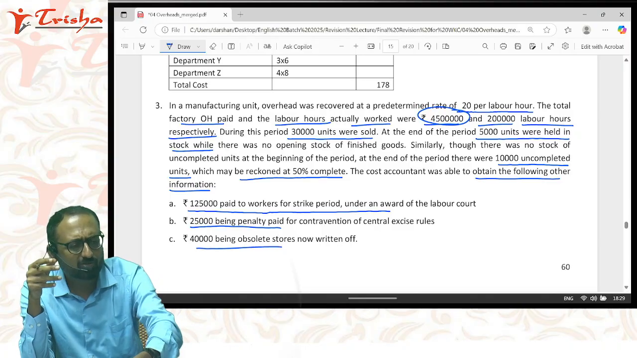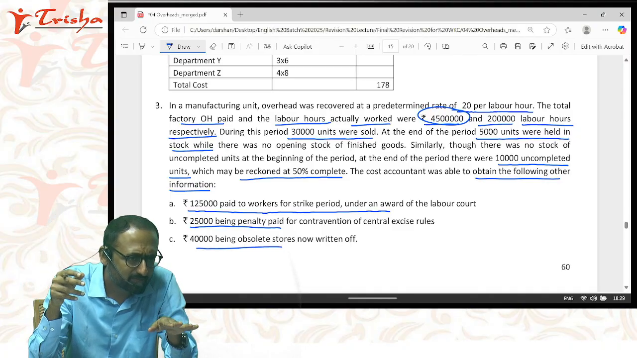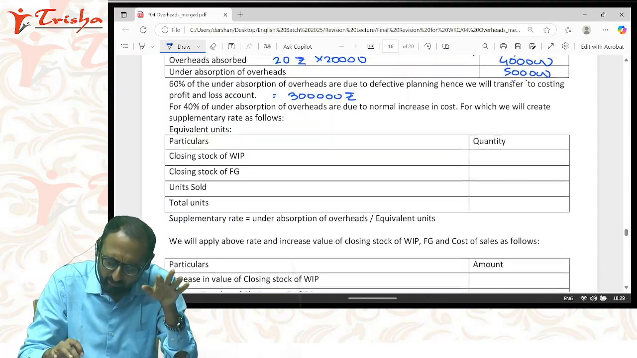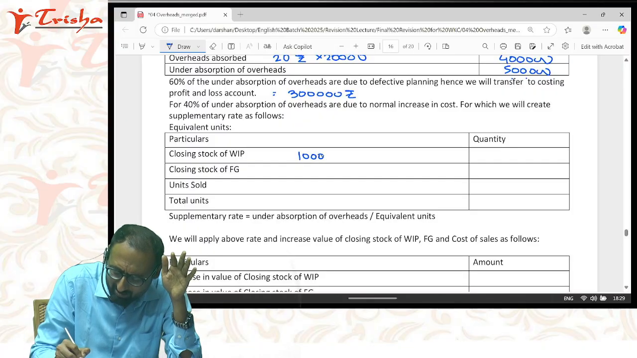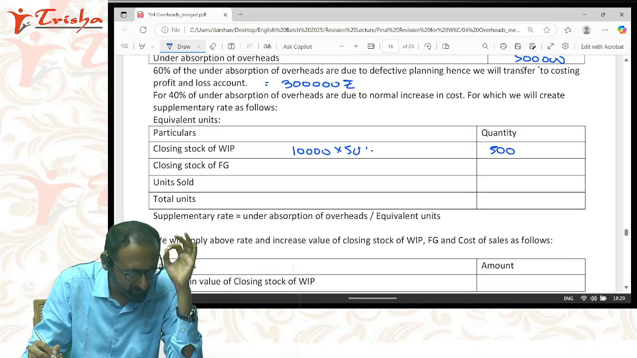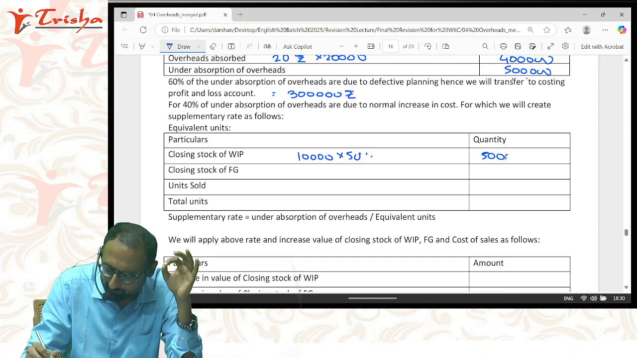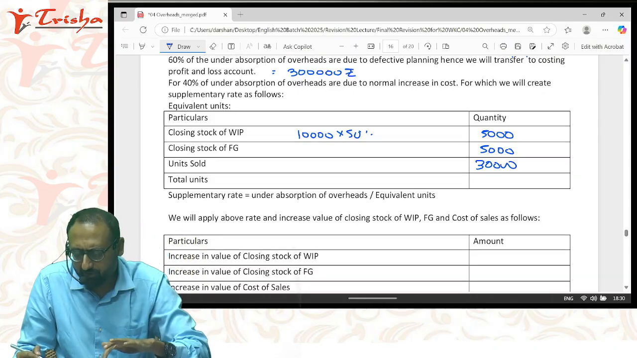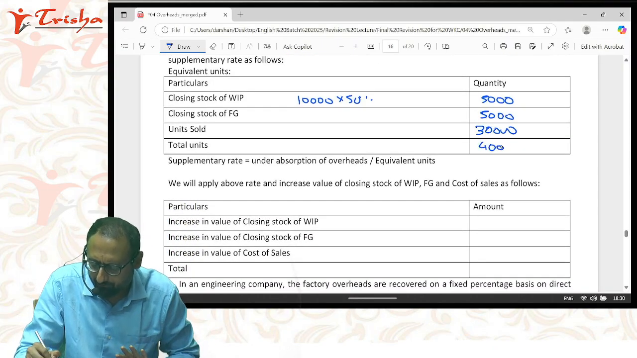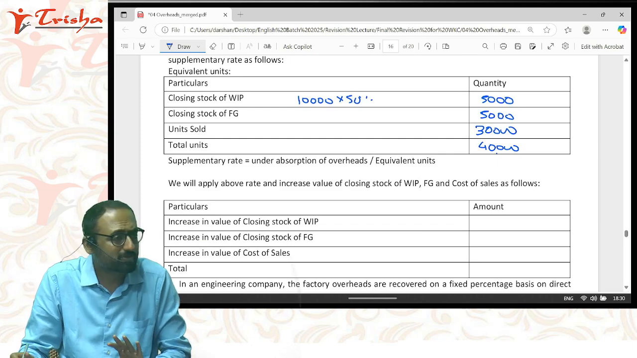So is it 40,000 equivalent units? Correct, guys? Now we'll write the equivalent units. Closing stock of work in progress, 10,000 units multiplied by 50%, comes to 5,000. Closing stock of finished goods, directly given in the question, 5,000. And units sold, given in the question, 30,000.